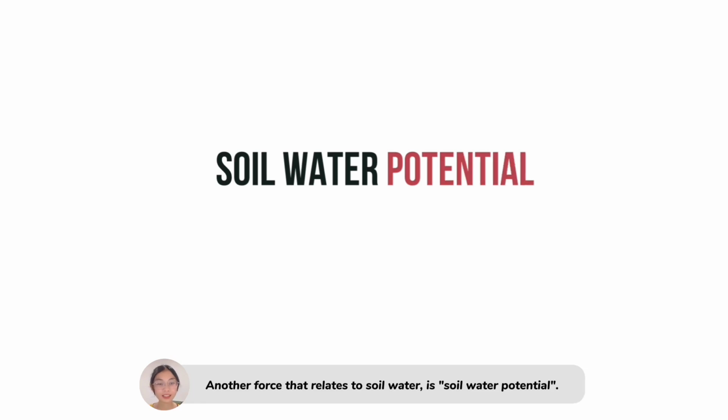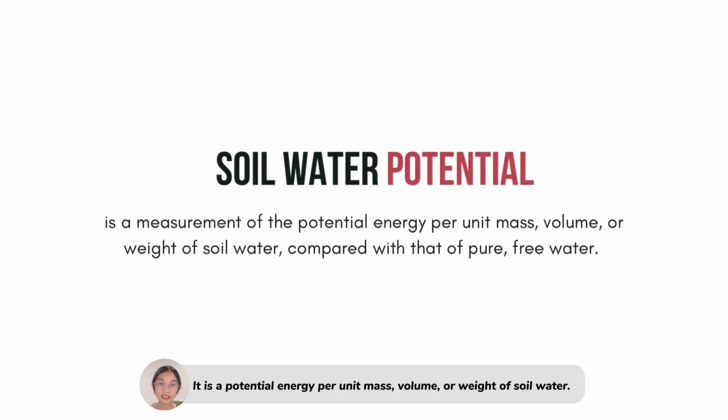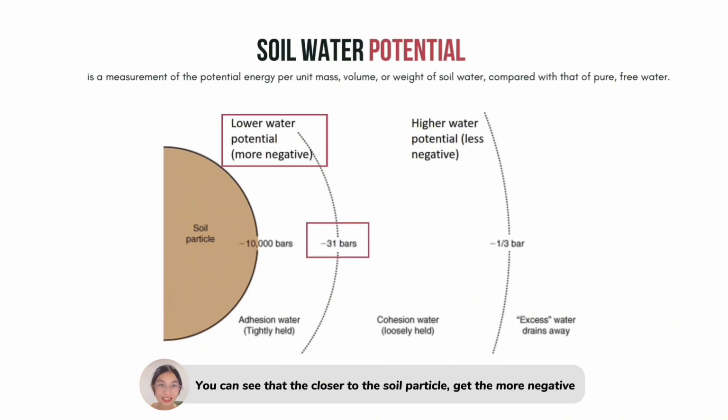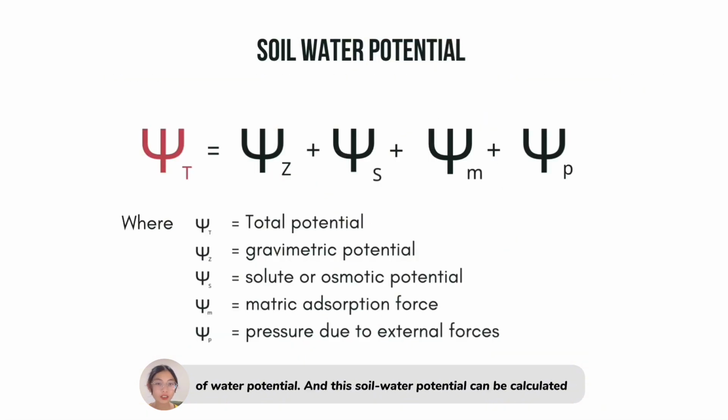Another part related to soil water is the soil water potential. This is the potential per unit of mass, volume, or weight of the soil water. This picture shows the relation between the pressure and the water thickness around the soil particle. You can see that the closer to the soil particle, the more negative the water potential. And the soil water potential can be calculated by this formula.